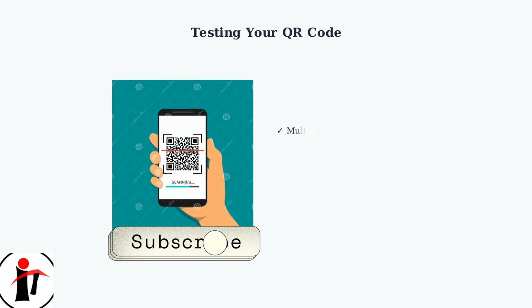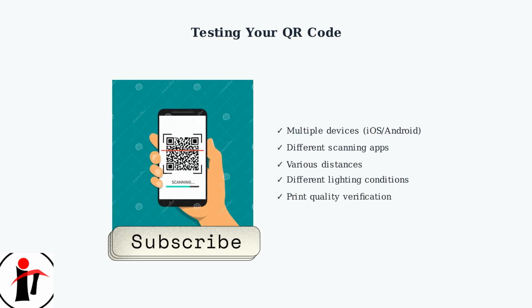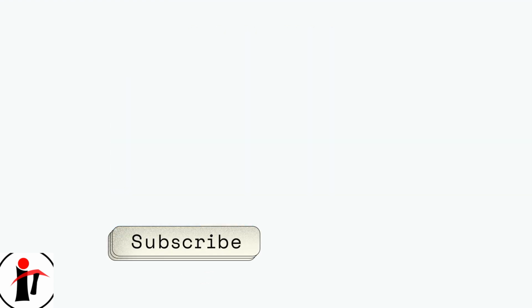You can modify colors, add your logo, change the pattern style, and select different frame options to match your brand identity. Before implementing your QR code, thorough testing is crucial. Test the code across multiple devices and different QR scanning apps to ensure it works reliably. Check scanning from various distances and lighting conditions.